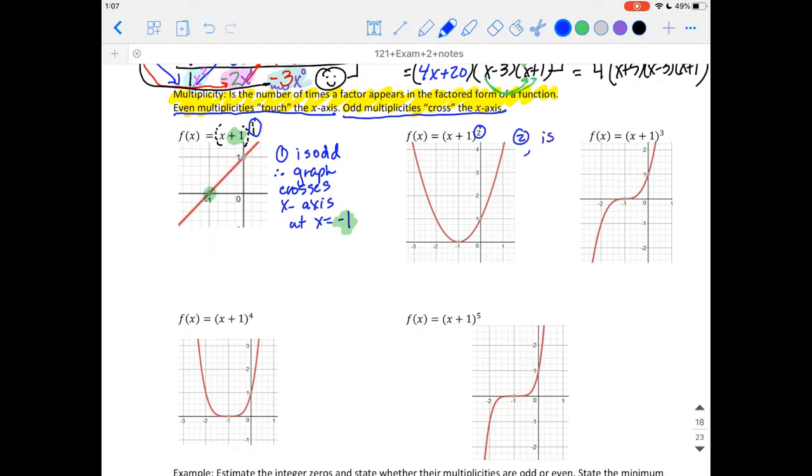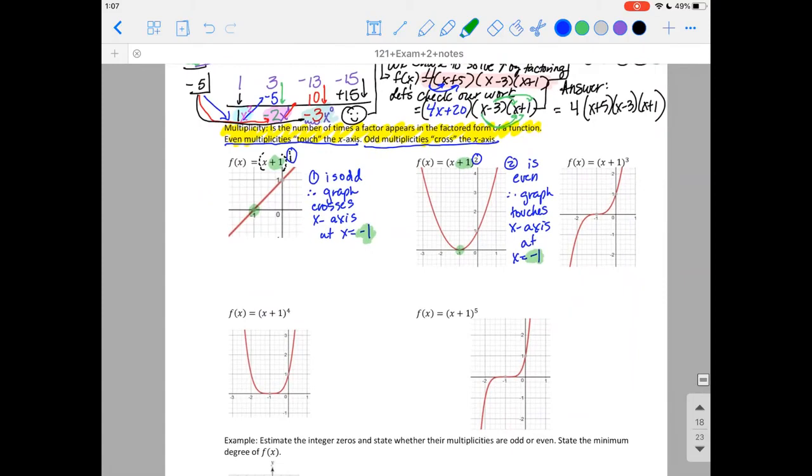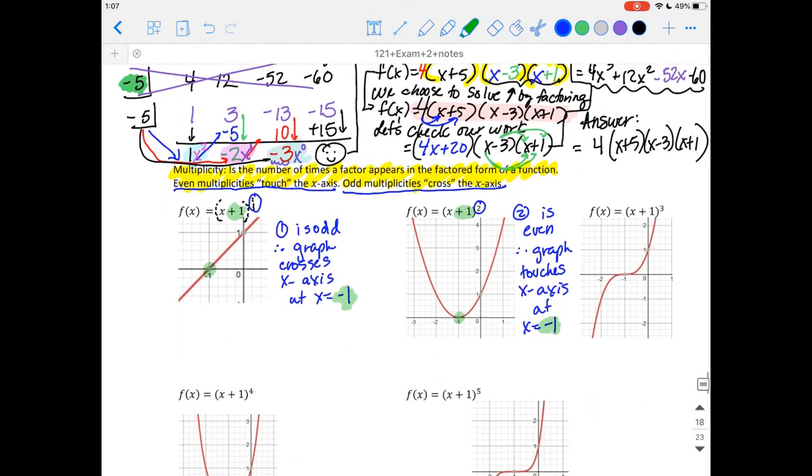Okay, so for this one, the 2 is even. Therefore, the graph touches the x-axis at x equal to -1. So here's my x-intercept, and it only touches it. It touches it and it turns around. It does not cross it. So again, here we go. And then this last one, I don't know what happened with all of my margin here.